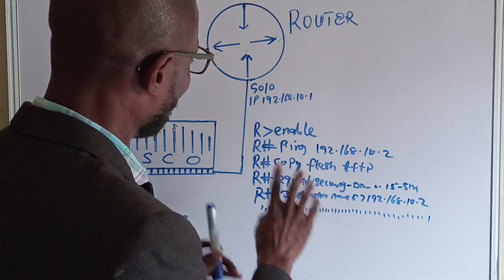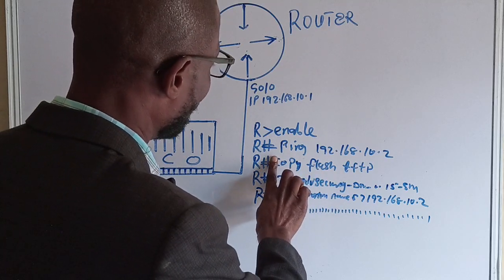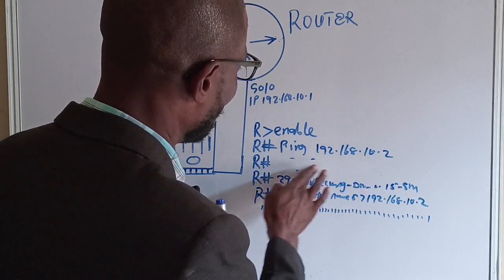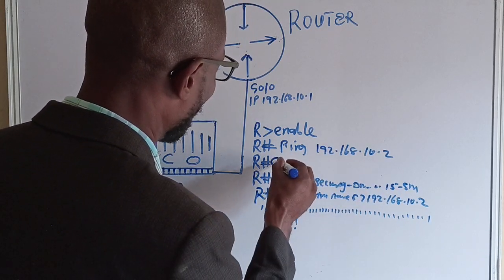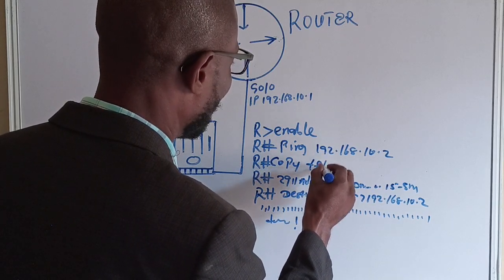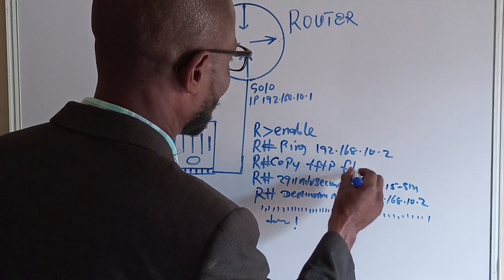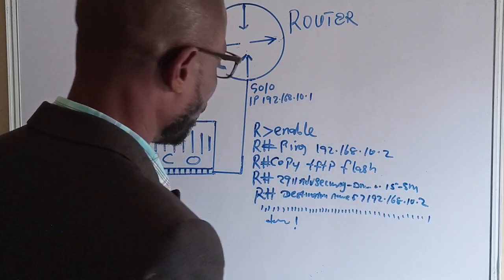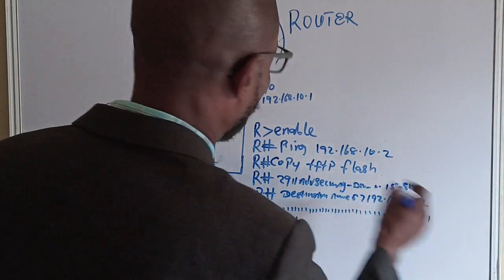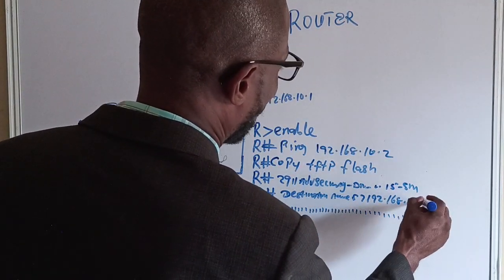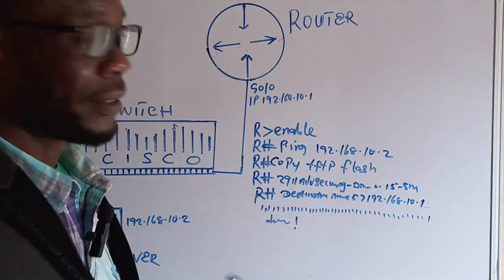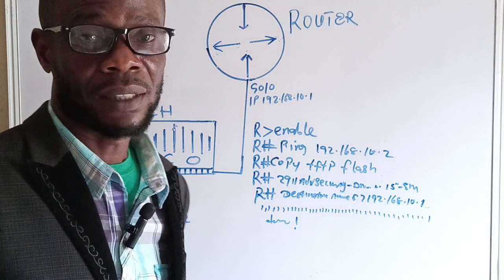Instead of copying from flash to TFTP, you now copy from TFTP to flash. Copy TFTP flash. You hit enter. The same process. The difference here is that you put the destination address as the IP address of the router. So the command is the same, and the process is the same.